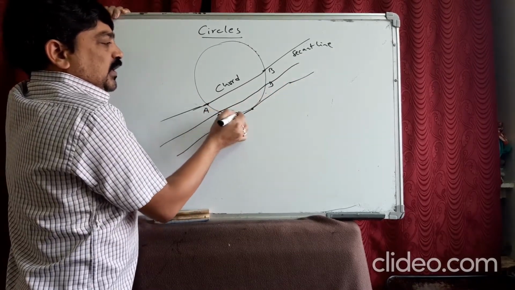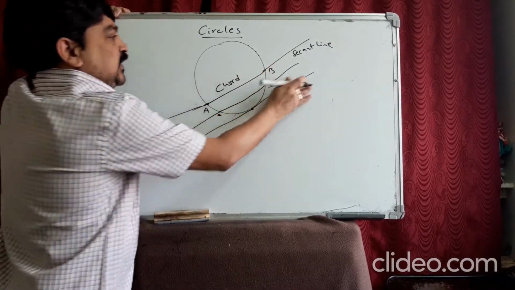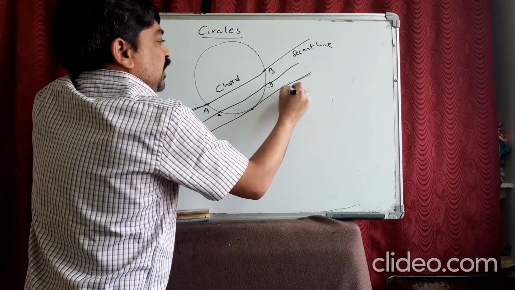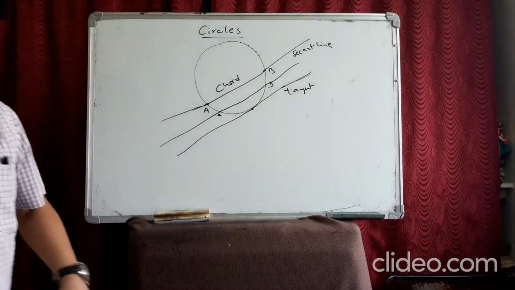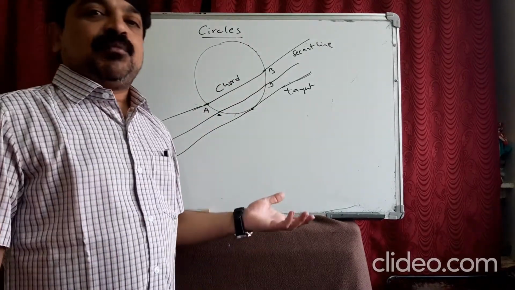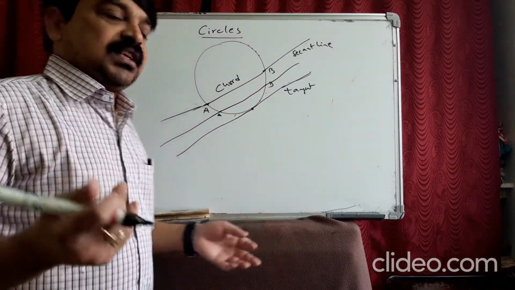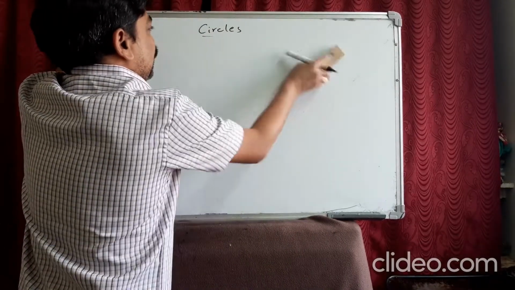And if A and B are here, the secant will be like this. If A and B are a single point, the secant will be like this. That means the secant will become a tangent. The secant will become a tangent if A is equal to B. That means it should be at a single point. So that is the definition of a tangent, chord, and secant of a circle.